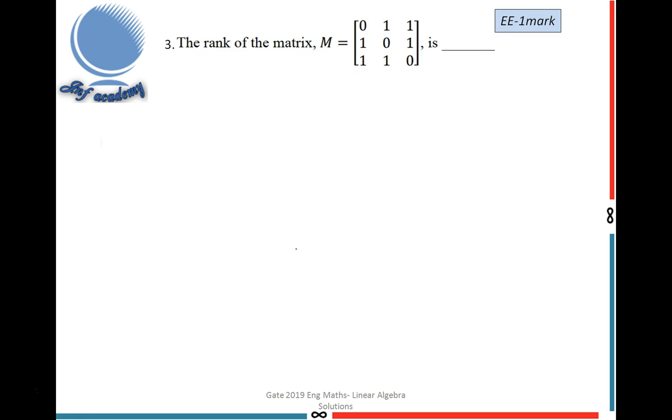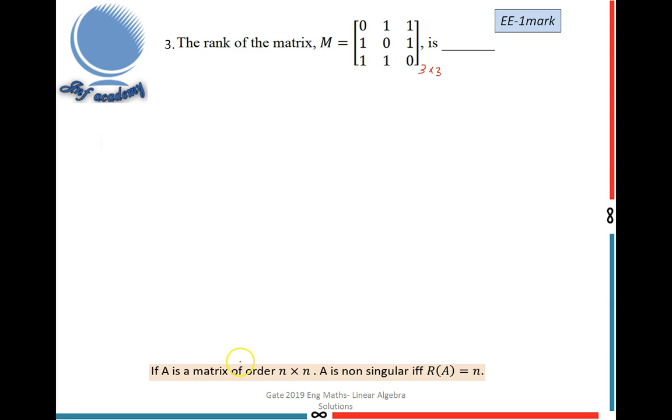Third problem is the rank of the matrix M. One matrix is given. This is the 3 by 3 matrix, square matrix of order 3. The third question is from EE department. It has 1 mark. We have to find the rank of the given matrix. The given matrix is a square matrix of order 3. Here I use one result.